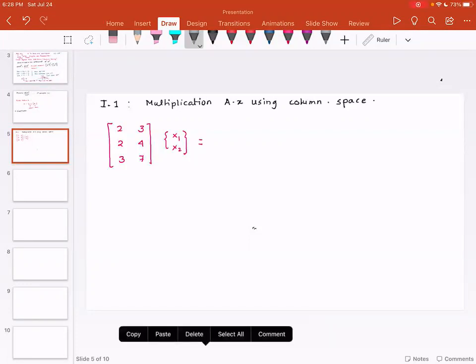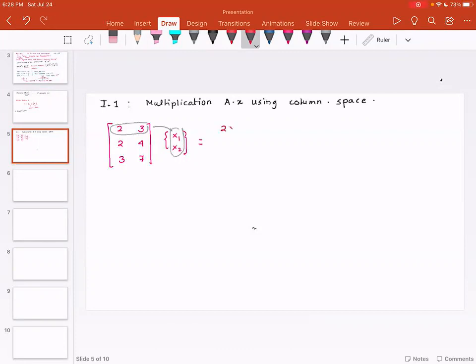So again, first row, first column, that gives me 2x1 plus 3x2. Second row, first column, 2x1 plus 4x2. And third row, first column, 3x1 plus 7x2. So this is the way of performing multiplication.